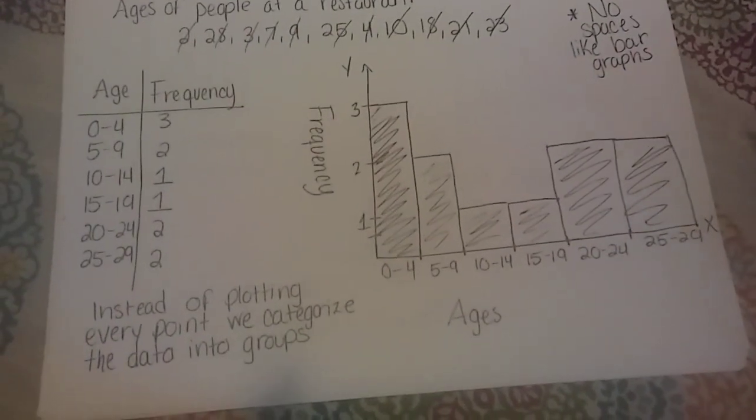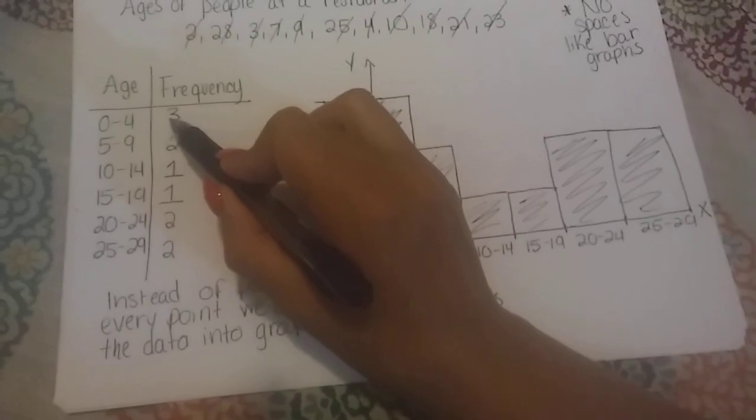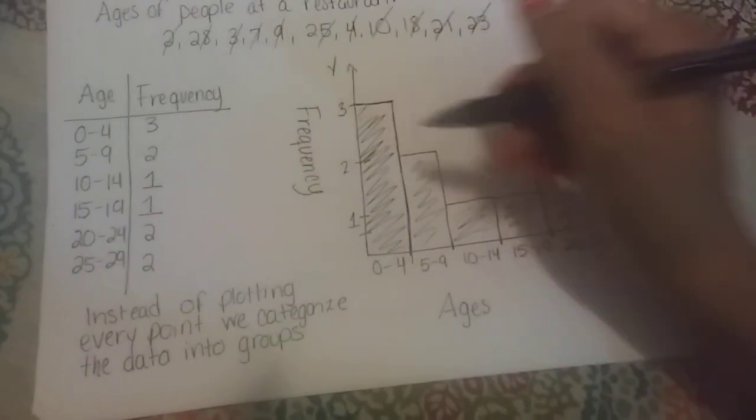When you're drawing this, you're going to look over here. So we're now on 0 to 4. We're going to look over here, and we know that our frequency is 3. So you're going to go out to 3 and draw your line. Okay, so that's going to be your line.